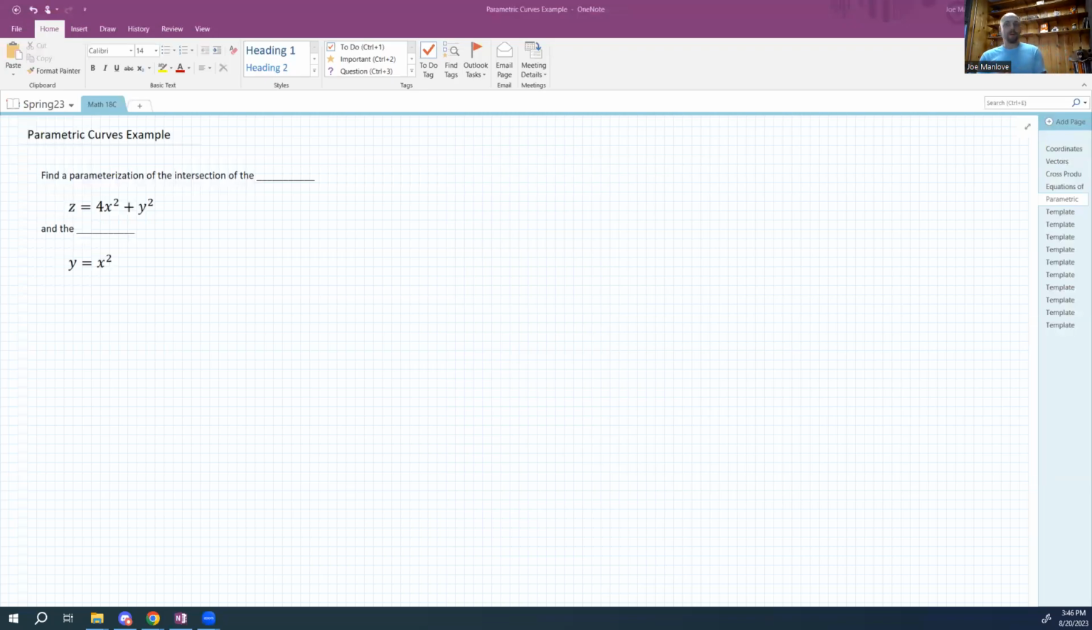All right, folks, I want to do an example here of finding a parametric curve of the intersection of a couple of things. And before I do that, I want to fill in the blanks in this problem. So as you can see, the problem is asking me to find a parameterization of the intersection of the blank z equals 4x squared plus y squared and the blank y equals x squared. So in order to do that, first I kind of want to identify what I'm working with here.